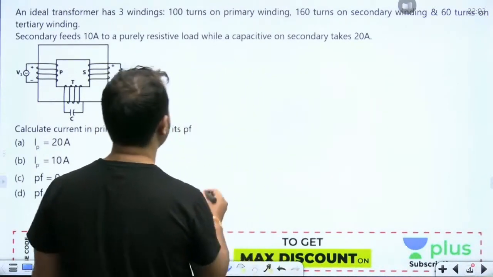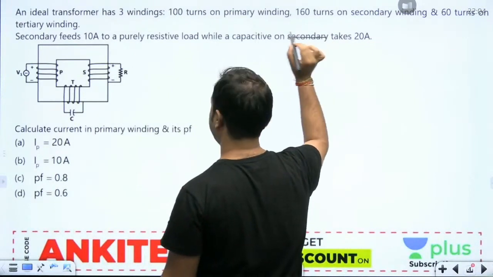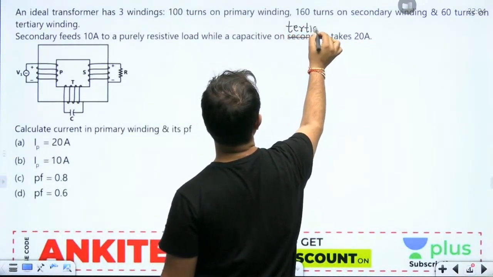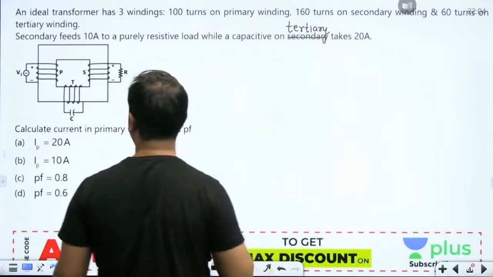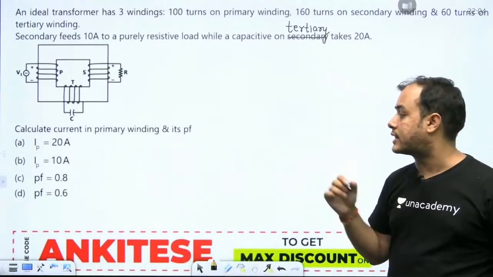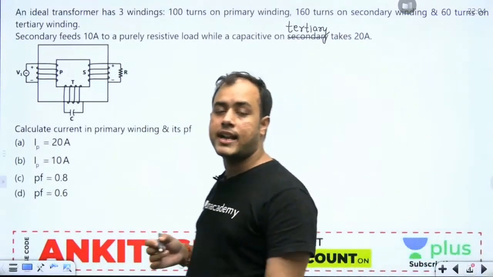This should be tertiary. While a capacitive load on tertiary takes 20 ampere. Calculate the primary current and its power factor.